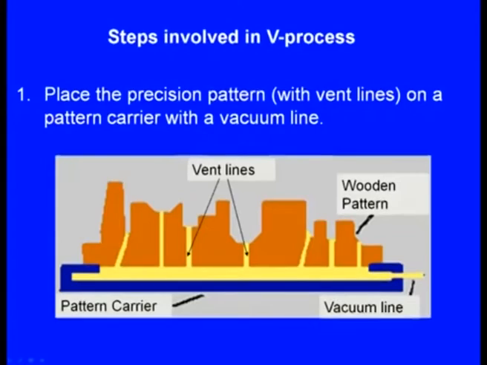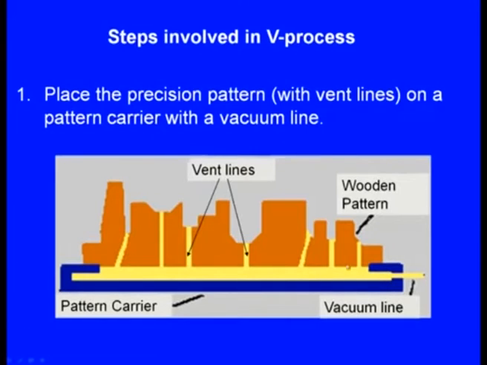Now, what are the steps involved in the V process? First step is to place the precision pattern with the vent lines on a pattern carrier with a vacuum line, and here a wooden pattern is used. You see here, this is a wooden pattern, and on this pattern there will be several vent lines. Here you can see this is one vent line, this is another vent line, and likewise there are several vent lines. Now, all these vent lines are connected to the vacuum line, you see here. So, this is the vacuum line.